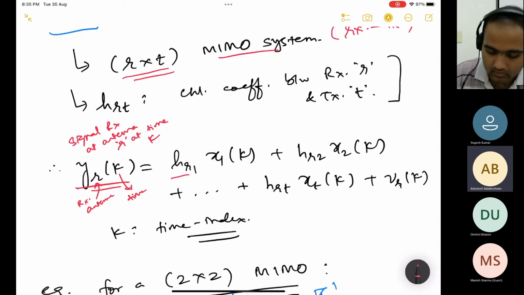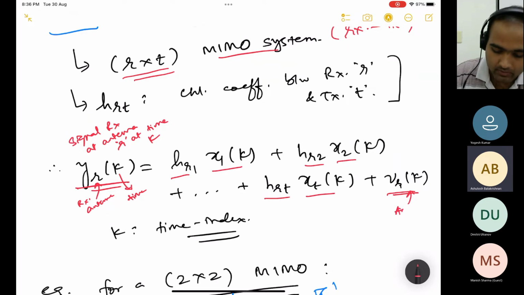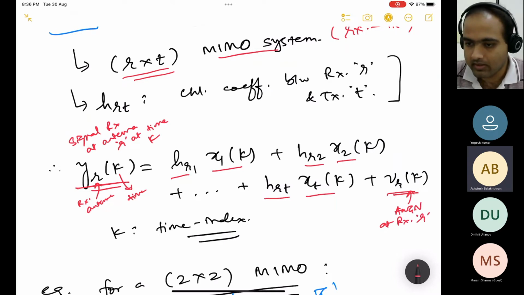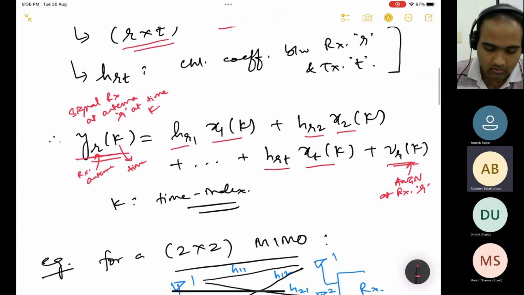So H_R1 which transmits x1 at time k, H_R2 which transmits x2 at time k, similarly H_RT which transmits x_T at time k, plus v_R, the AWGN which gets added at receiver R. This AWGN is added at the receiver. It is not due to the channel path, it is due to the receiver noise.